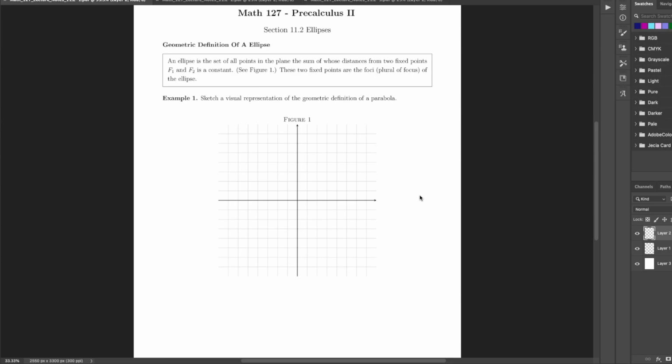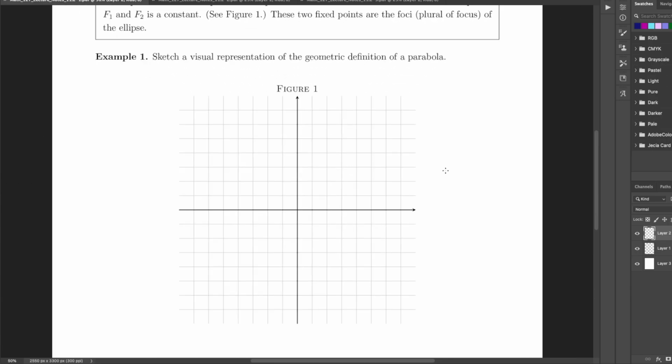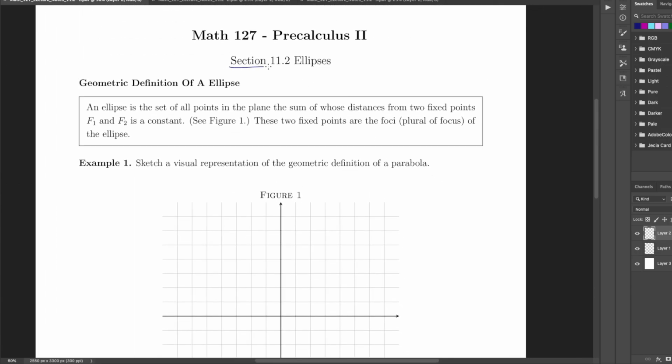To this video. We're going to be doing section 11.2, sorry, ellipses. Alright, so here we're going to start with the geometric definition.